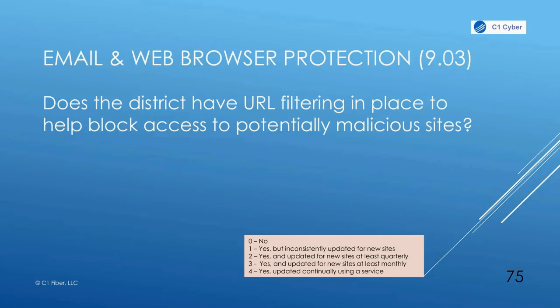Does the district have URL filtering in place to help block access to potentially malicious sites? Score 0 if your organization does not have URL filtering in place. Score 1 if your organization has URL filtering in place, but it is inconsistently updated for new sites. Score 2 if your organization has URL filtering in place and it is updated for new sites at least quarterly. 3 if your organization has URL filtering in place and it is updated for new sites at least monthly. Or 4 if your organization has URL filtering in place and it is continually updated using a service. Pause the video now in order to consider and record your answer before continuing.